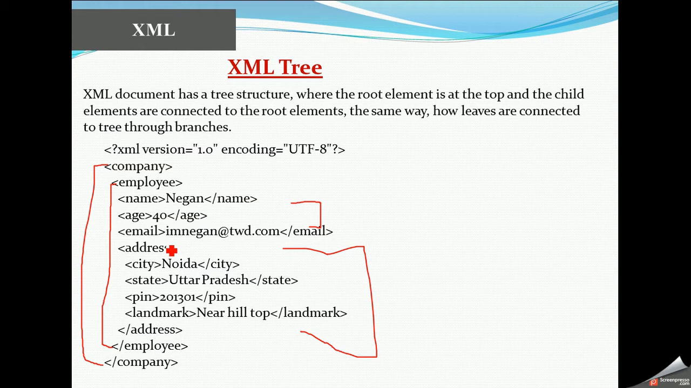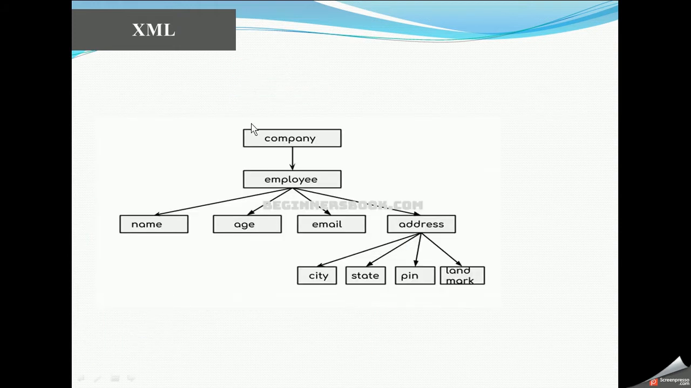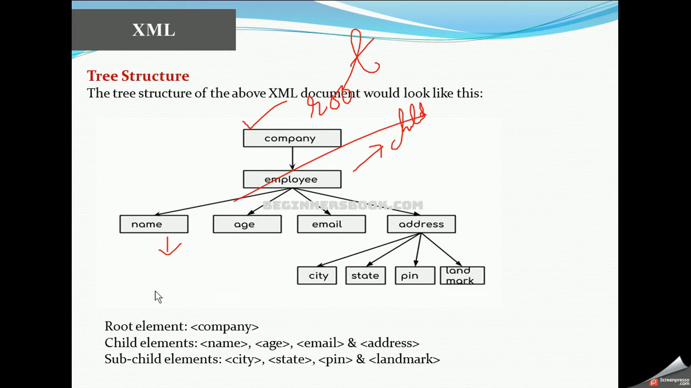Since I have said it has a tree-like structure, that means we have a root element, then we have a child element, and we have a subchild element. In this way we will move forward. You can see over here that we have a company. In the last slide you have seen, this is your root element. Now this is your child element, and these are your subchild elements. Root element is company. Child elements are name, age, email and address. Then subchild elements are city, state, pin and landmark. This is how it works. So XML has a tree-like structure, which means it will always have a root element, a child element, and a subchild element.